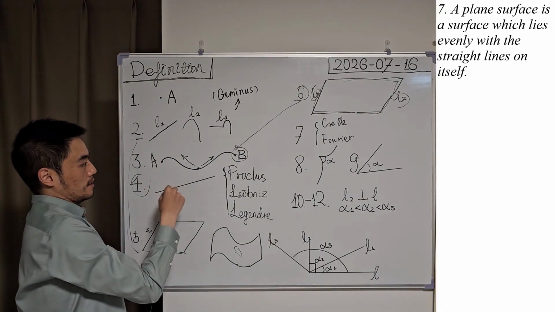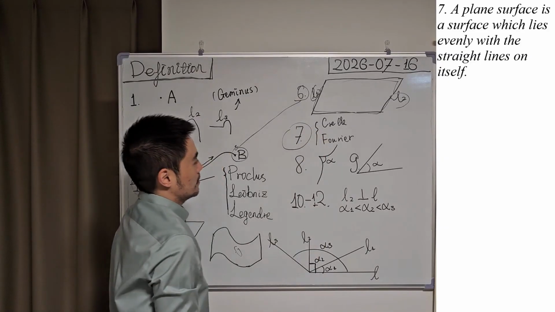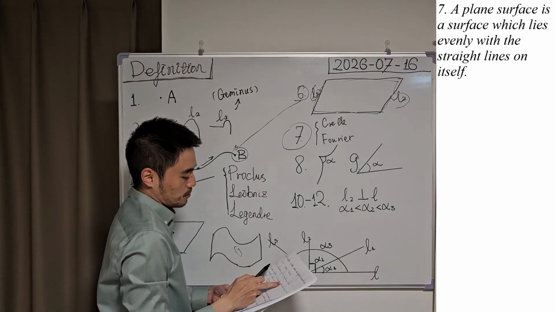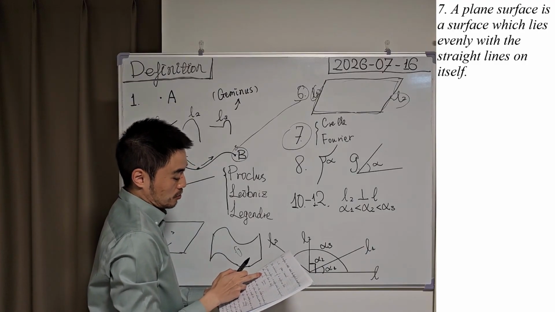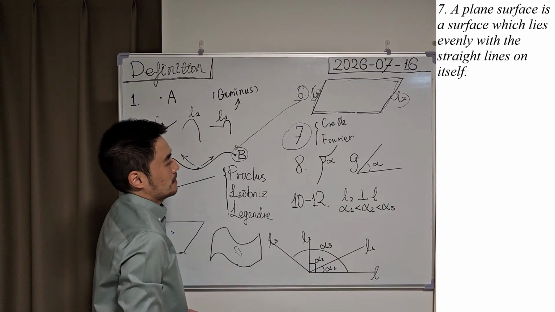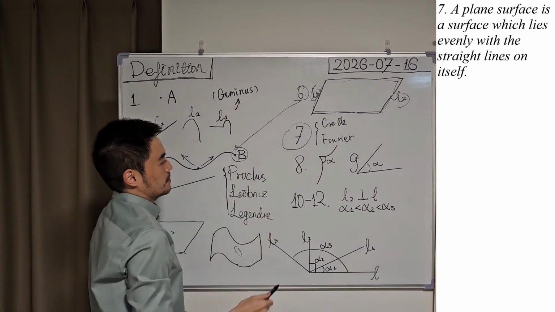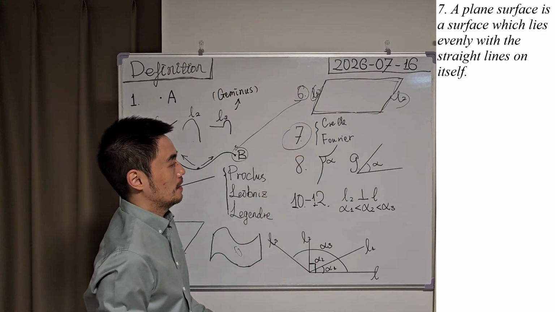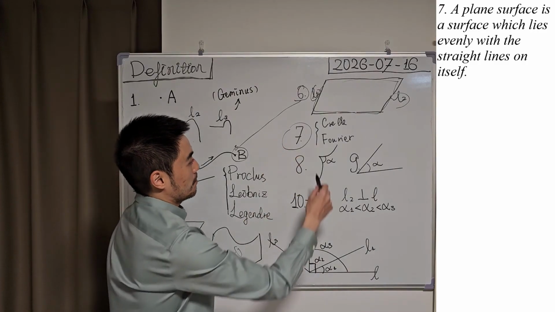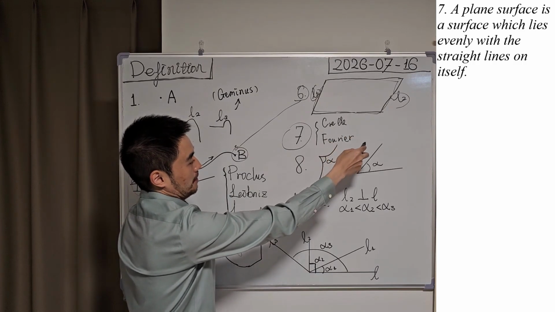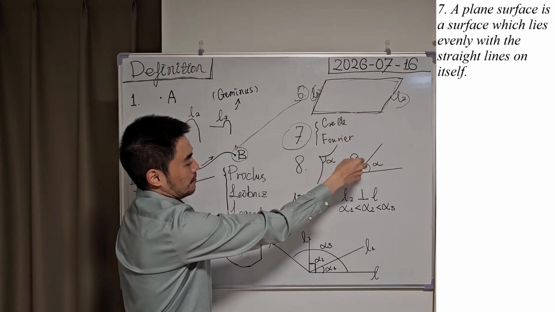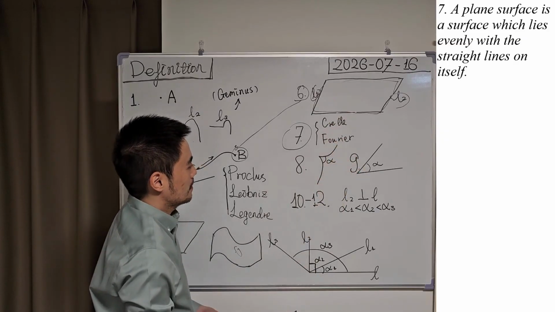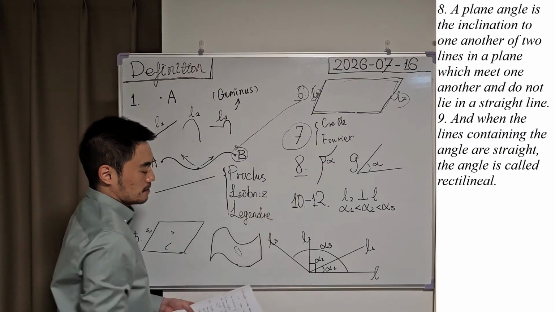Definition 4 defines a straight line, and definition 7 defines a plane surface. So a plane surface is a surface which lies evenly with the straight lines on itself. And very similarly, there are also other famous definitions of a plane surface, for example, the definitions by Crow and Fourier and other mathematicians. If you are interested, just refer to these topics. And let's go to definition 8.